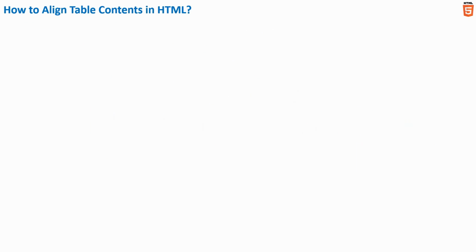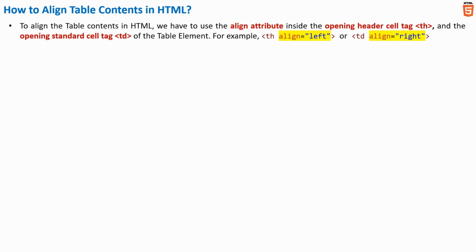So friend, let's start. To align the table contained in HTML, we have to use the align attribute inside the opening header cell tag or inside the opening standard cell tag, based on which cell content we want to align. For example, we can use the align attribute with a value as left inside the opening header cell tag, or we can even have the align attribute with value as right inside the opening standard cell tag. Please note, we can align the HTML table content to the left of the cell, to the right of the cell, or even to the center of the table cell.